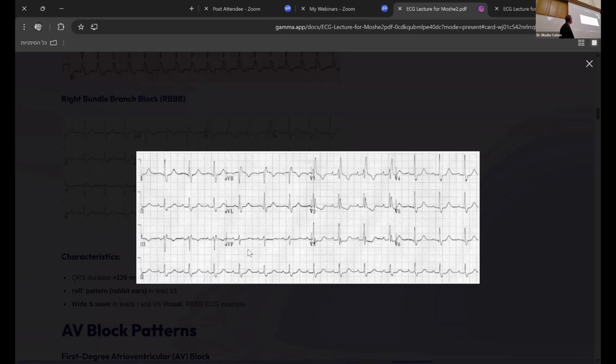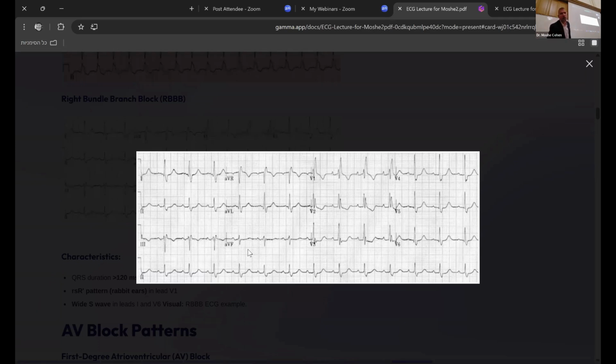No, it's wide. The QRS, from the Q to the end of the S, is around 0.15. It's a wide QRS. So when we see a wide QRS, we are thinking maybe we have a bundle branch block. That's the way you need to think. Either a right or a left bundle branch block.